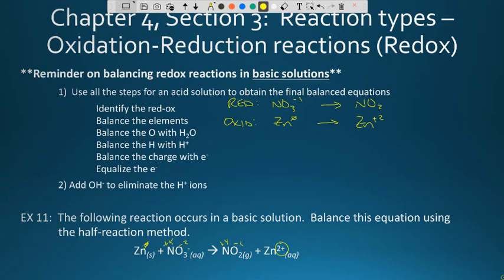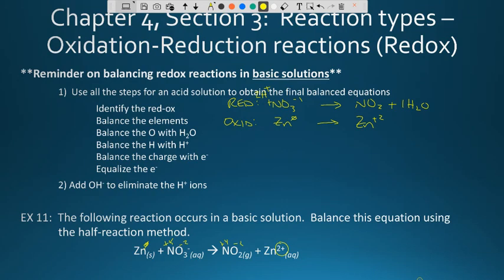I need to balance my elements. Nitrogen, nitrogen, zinc, zinc, that's done. Now I need to balance my oxygens. I balance my oxygens by adding water. So I have 3 on this side, I have 2 on this side. I need to add 1 water to this. Okay, now I take a look and I'm going to balance my hydrogens. I see I have 2 hydrogens here, so I'm going to need 2 hydrogen ions on this side. Now I go through, there's nothing that I have to do down below with that.